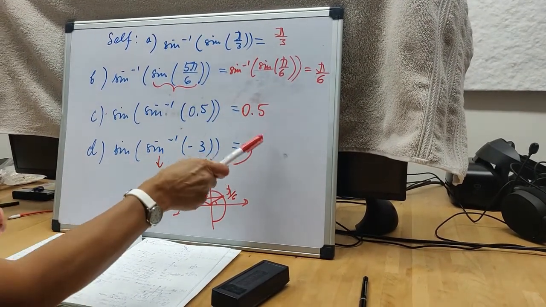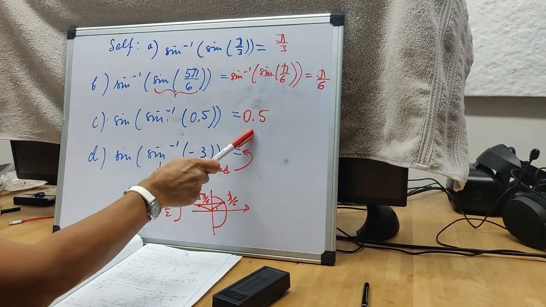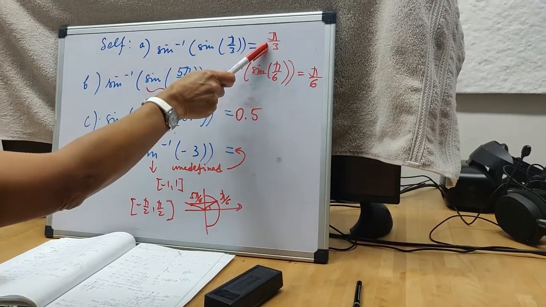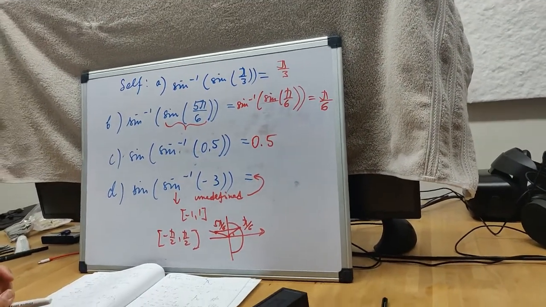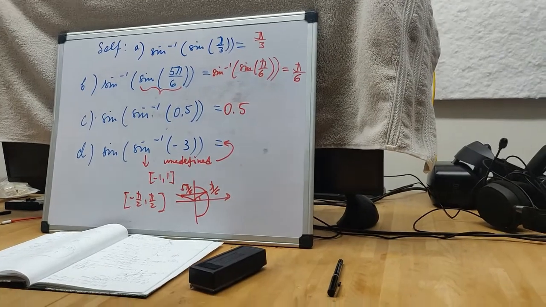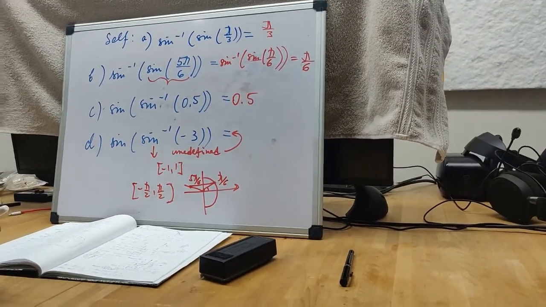One undefined, one, the rest of them, one is just pure cancellation, another one is pure cancellation. This one, a little bit of work. Okay, and we are going to move to cosine function, which is going to be in a different video. Thank you.